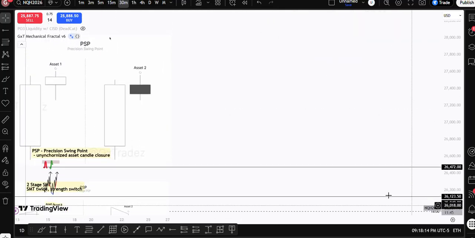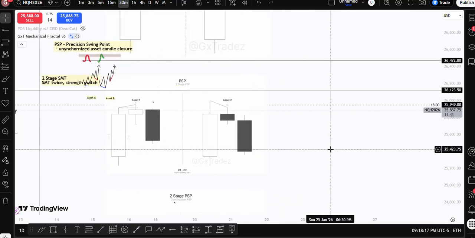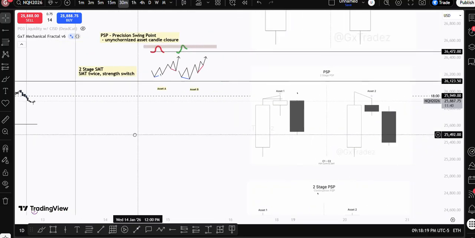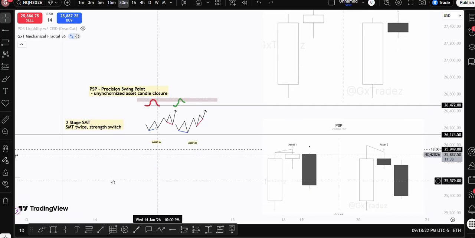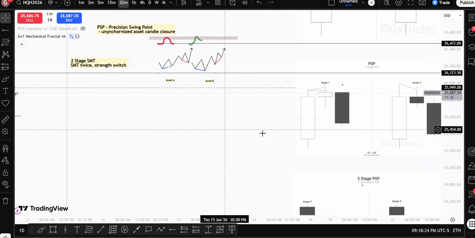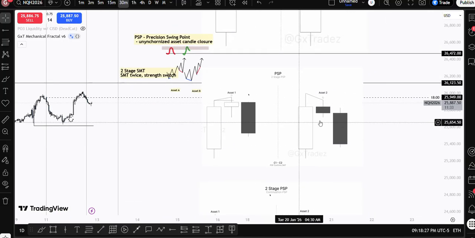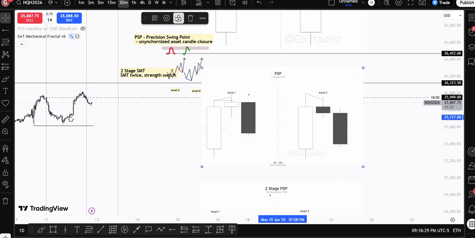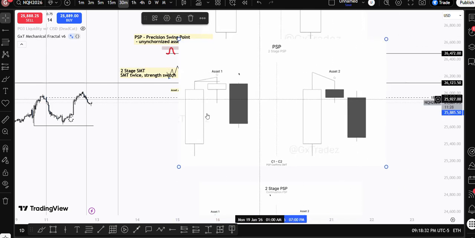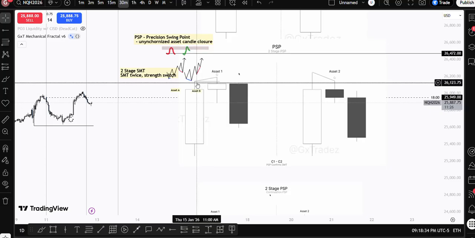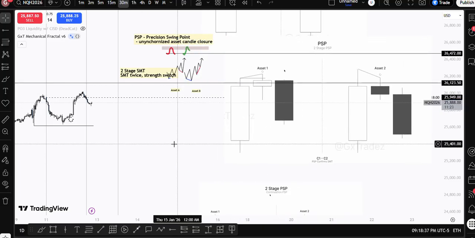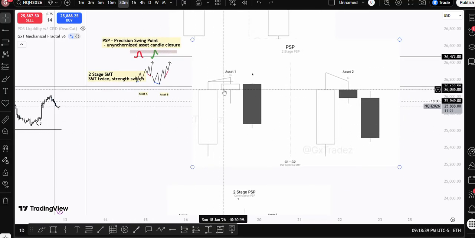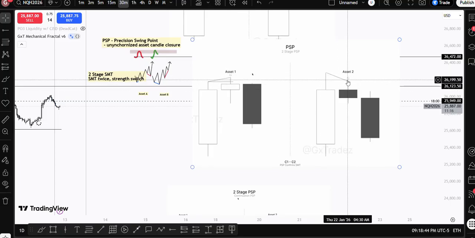I had a couple of examples from Garrett's videos, so let's just go over it a little. So this is that first two-stage PSP. This is your initial PSP. And this is just when you have your candle 1 form right here. Candle 2 opens, sweeps the high, and closes bullish. Asset 2, candle 1 sets its range. Candle 2 doesn't sweep the high and closes bearish.